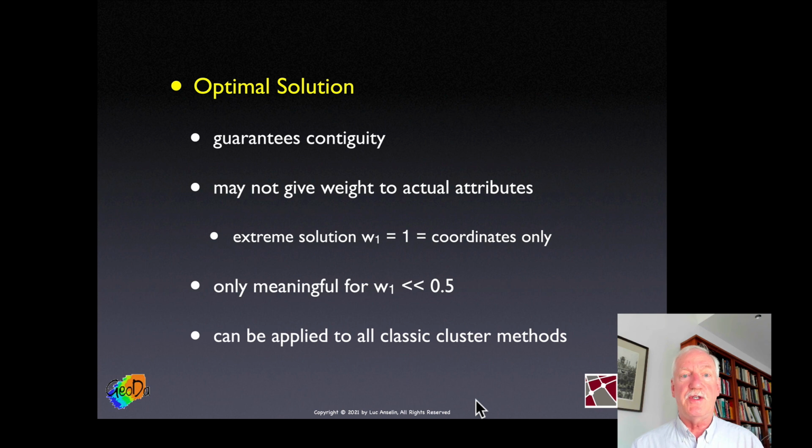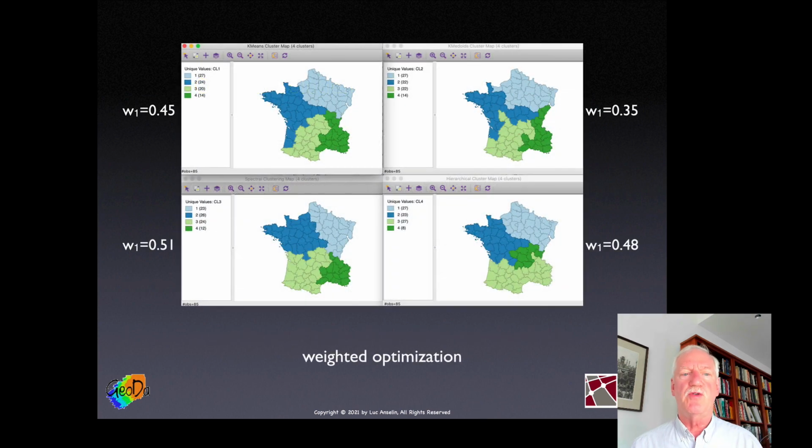So that's a very easy and straightforward way to assure contiguity, to enforce the spatial constraint, but we use all the classic methods. And this can be applied to any one of the methods, and here's an illustration of what it looks like. The best solution, quote unquote, is the one we obtained for k-medoids, where the weight is the smallest. For example, for spectral clustering, the result is not very good at all. Even though we obtain contiguity, we have to give a much higher weight to the coordinates.